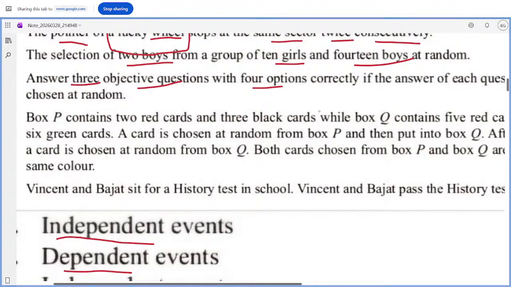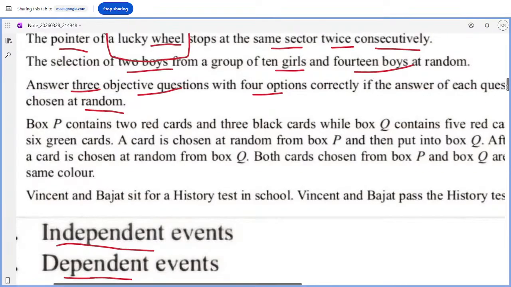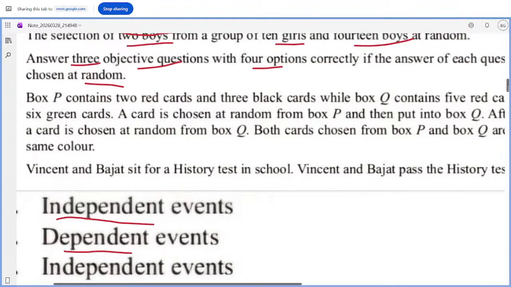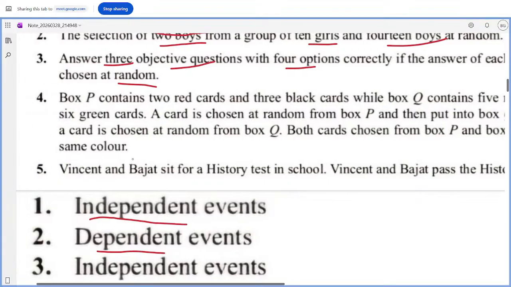You just hentam. Random means you hentam. In other words, you hentam the answer for 3 objective questions. So does it affect each other or not? Yeah, of course it doesn't affect. That's why the answer is independent, because you just hentam, right? When you hentam, how can the probability affect each other? Impossible. It's based on your will. Okay, you just hentam.